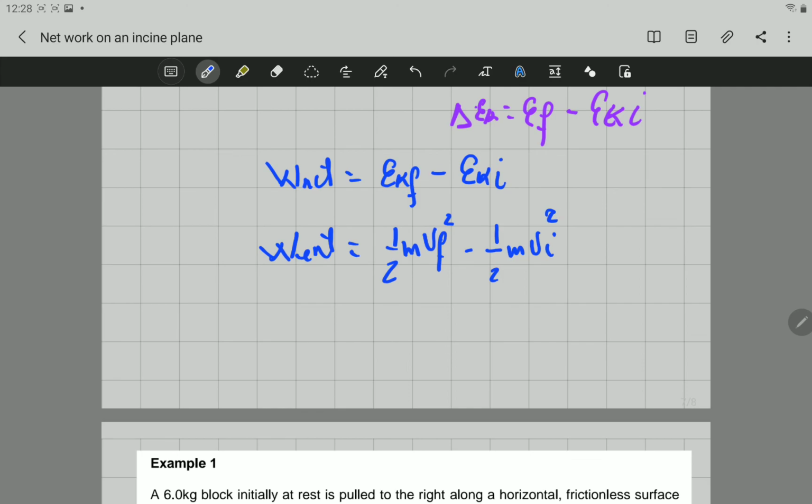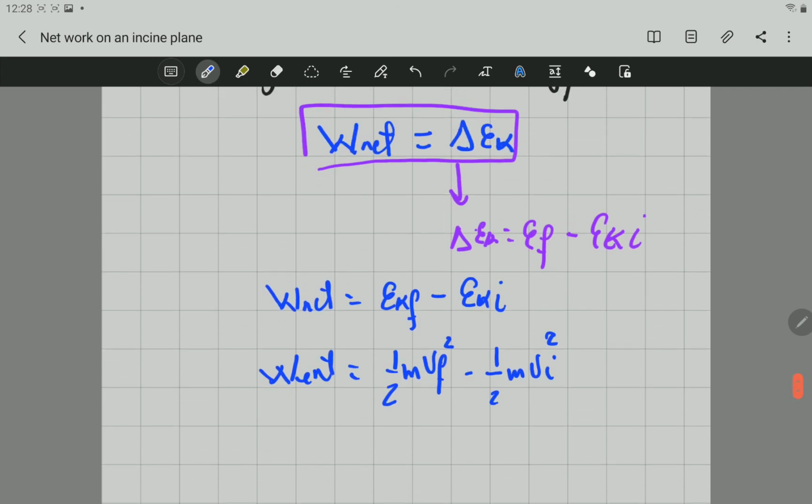All this is what we call the work energy theorem, which we are going to use throughout the year and at the end of the year examination. Okay, next time we're going to see how to apply this theorem. It is not a law, it is a theorem. How to apply this theorem to some examples.